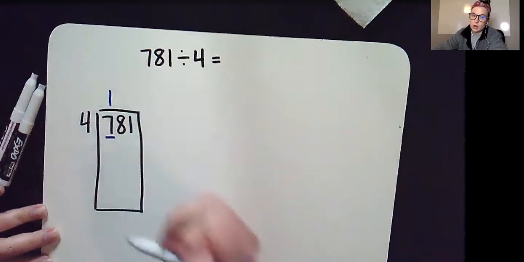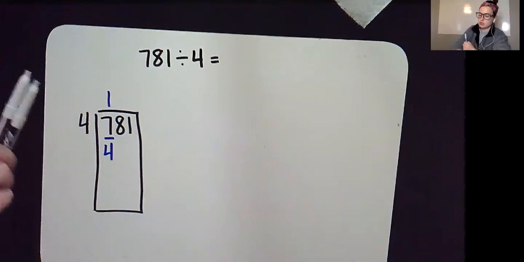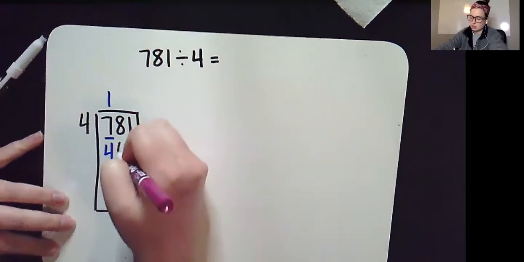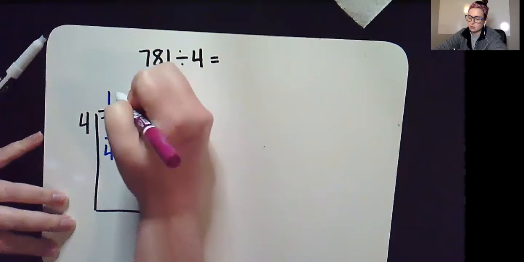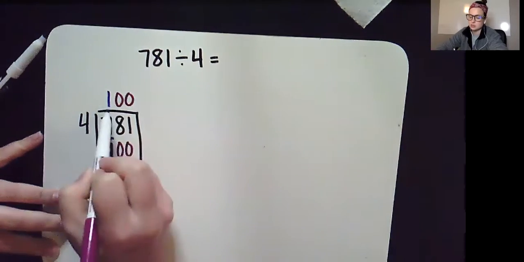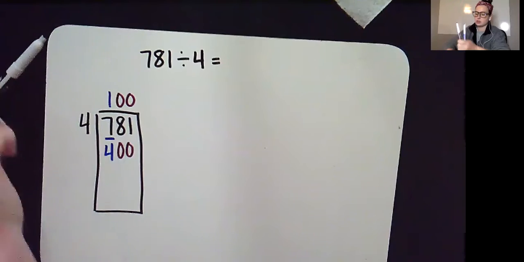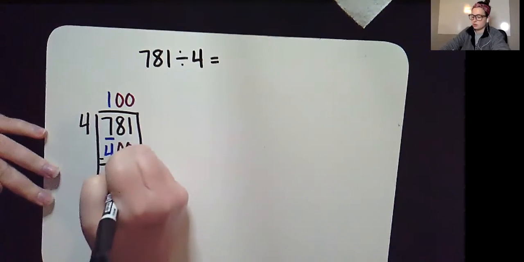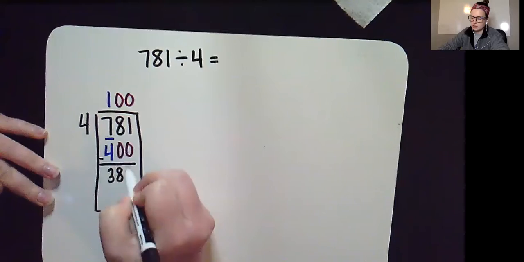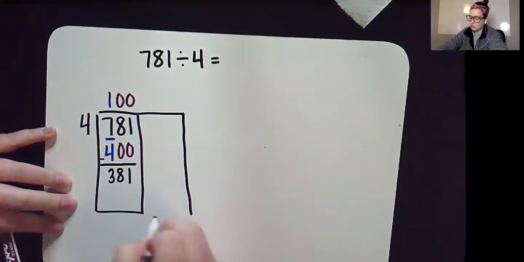Well, I could make one group, and that would have 4 apples in it. I need to add some zeros here, so every digit has a buddy. And however many zeros you put down here, you also need to put on top. This shows us that 100 times 4 is 400. So I'm ready to subtract, and that will leave me with 381. This number is way bigger than 4, so I know it's going to move over to another box.